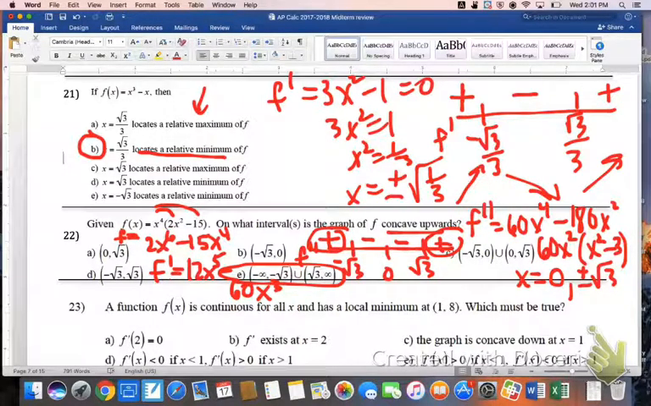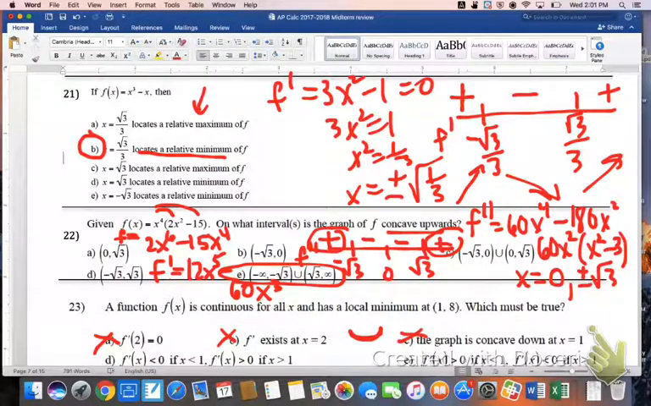Okay? And then 23, we have a function that is continuous and has a local min at 1,8. Which must also be true? So at the point 1,8, you have a local minimum. So that tells us nothing about the derivative at 2. It tells us nothing that f prime exists at 2. The graph is concave down at 1. If we have a local minimum at 1,8, the graph would not be concave down, the graph would be concave up.